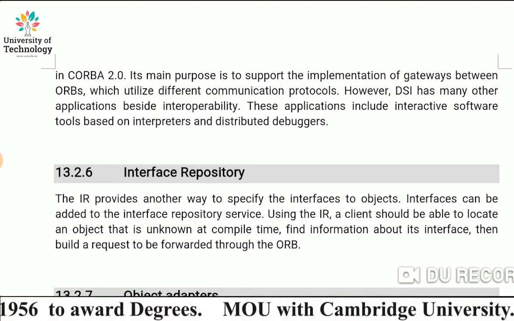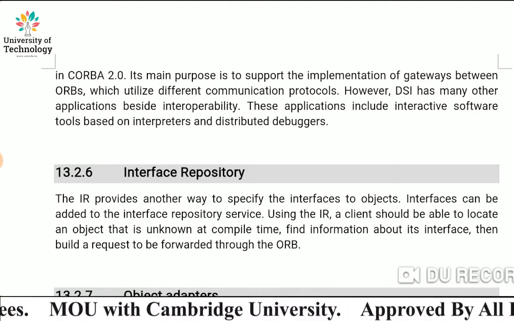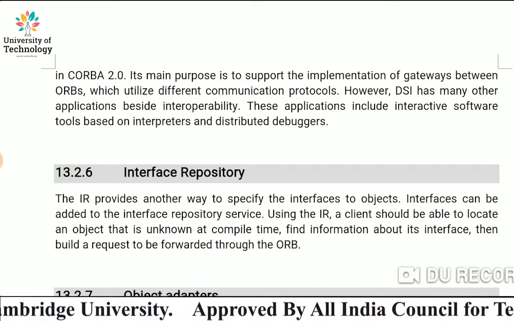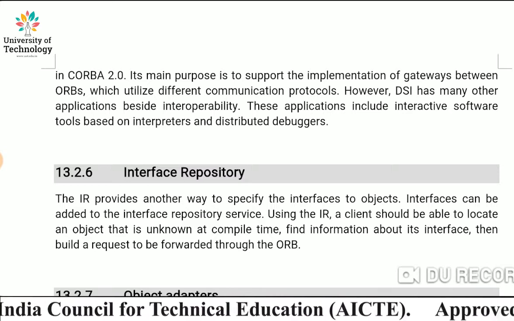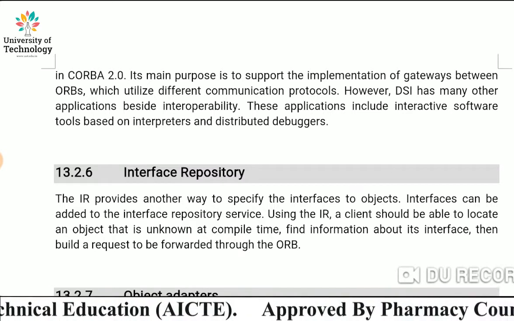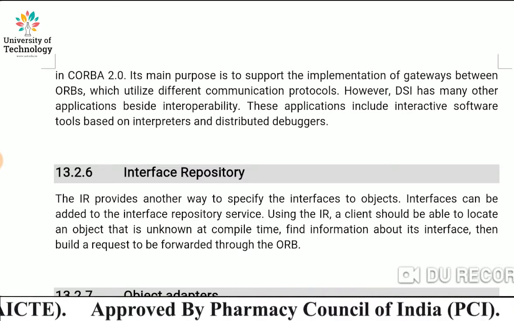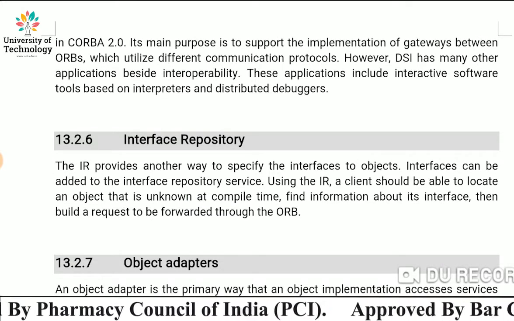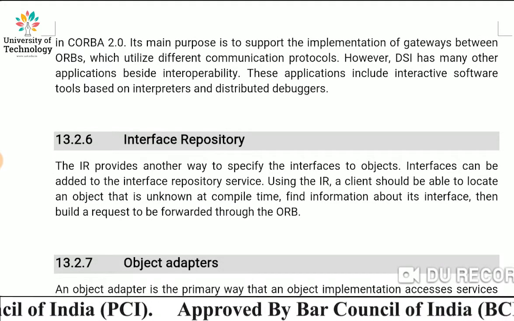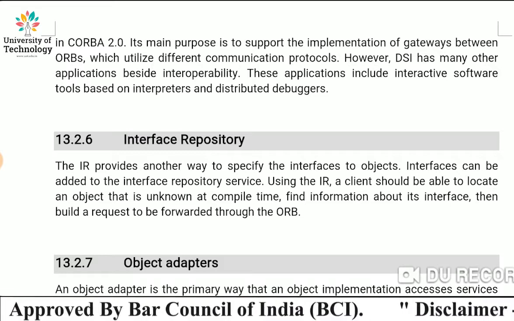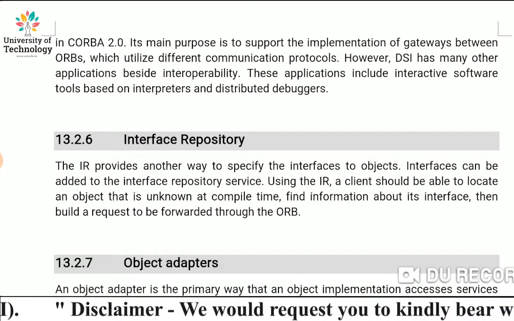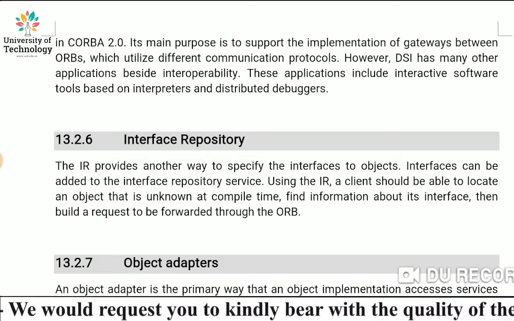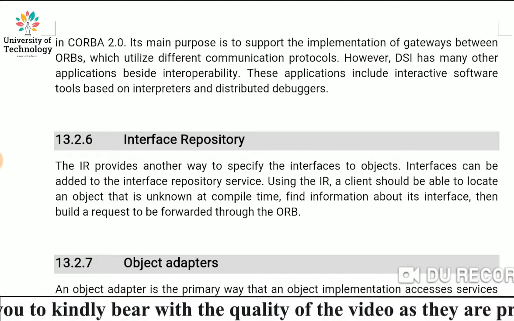Next, interface repository. The IR provides another way to specify the interfaces to objects. Interfaces can be added to the interface repository service. Using the IR, a client should be able to locate an object that is unknown at compile time, find information about its interface, then build a request to be forwarded through the ORB.